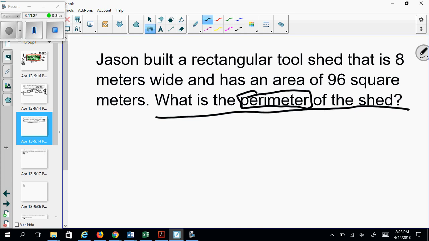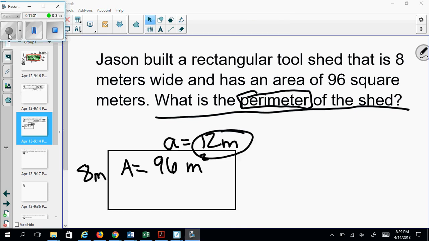Okay? So what I'm going to do is copy everything over from the other page and put it here. So again, we took the area and we divided it by the known side, which was 8. And we have the unknown side now being known at 12 meters. So what we now need to do is find the perimeter.